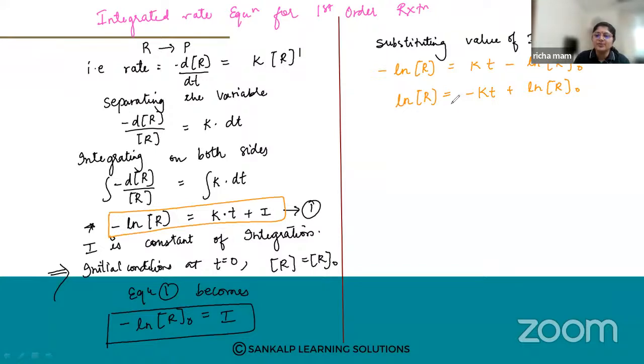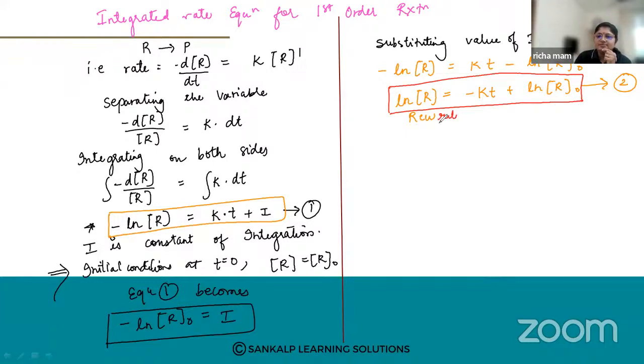Now we are going to rewrite this. This is your equation number 2, so let us mark it. Please highlight it in the exams, not with a highlighter but with your pencil. In the exams, you are only supposed to use a blue pen and pencil. Don't use a black pen, green pen, or anything else. Using a pencil, you can put a box around it: ln of r is equal to minus kt plus ln of r naught. This is your equation 2.